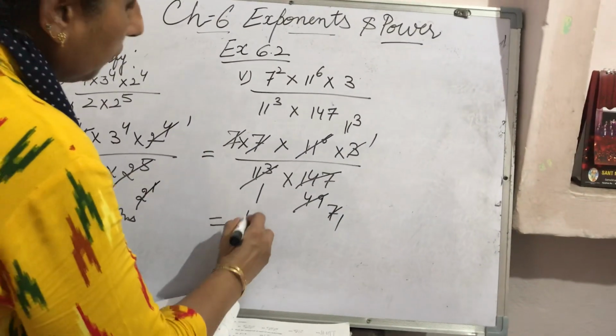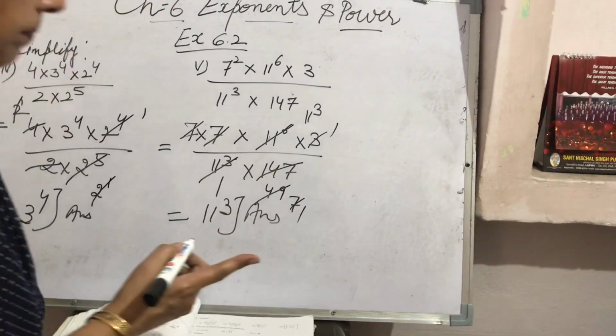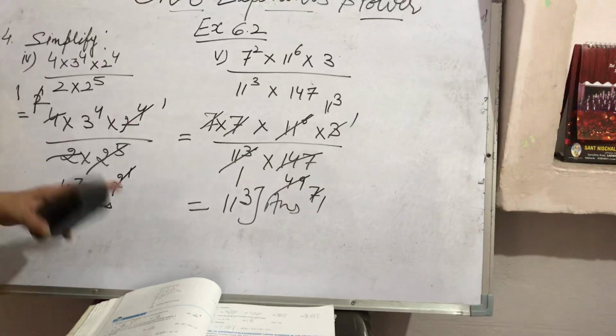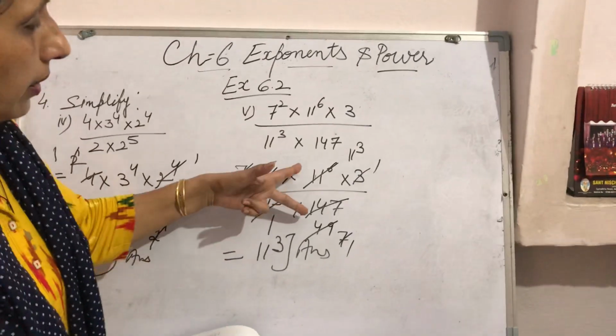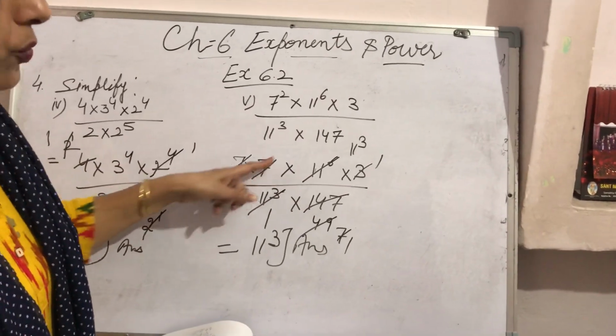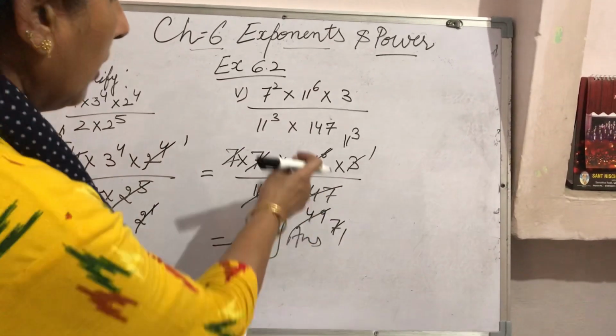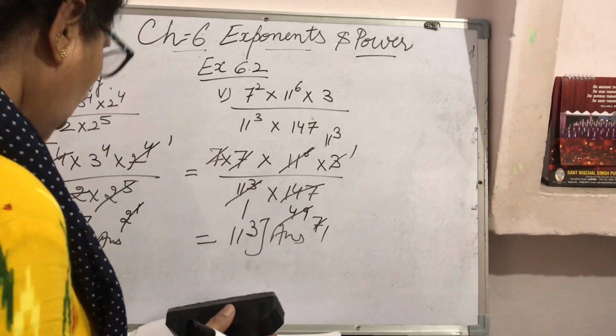And this way we can solve it. If the bases are the same and multiplication is there, we have to add the powers. But if division is there, this upon this, and the bases are the same, we have to subtract the powers. So by solving, this is the answer: 11 raised to power 3.